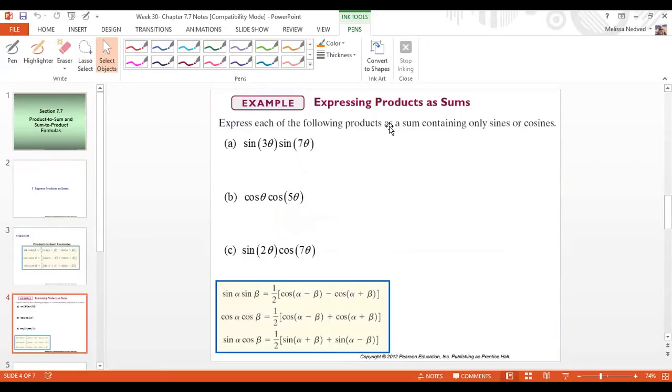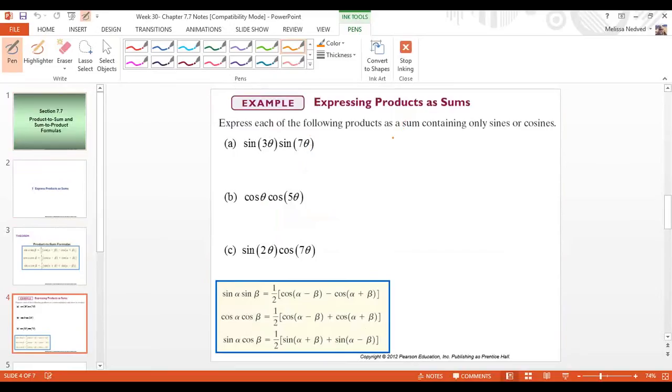So I've got three examples. We want to express the products as a sum containing only sines and cosines, and I just included down here at the bottom our theorems that are our product to sum formulas so that we don't have to flip back and forth. So the first thing we want to do, looking at A, we have sine of 3 theta times sine of 7 theta.